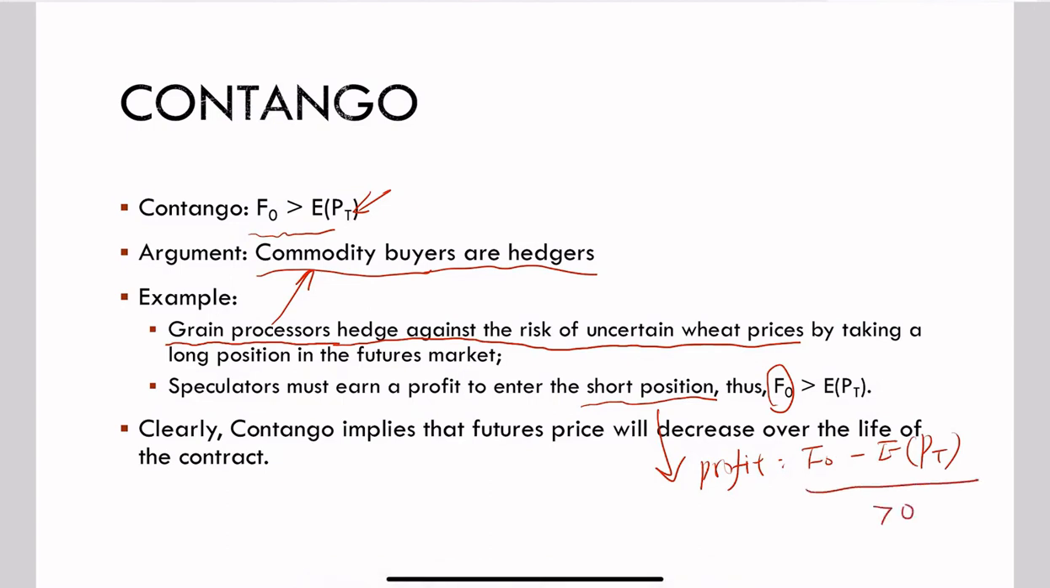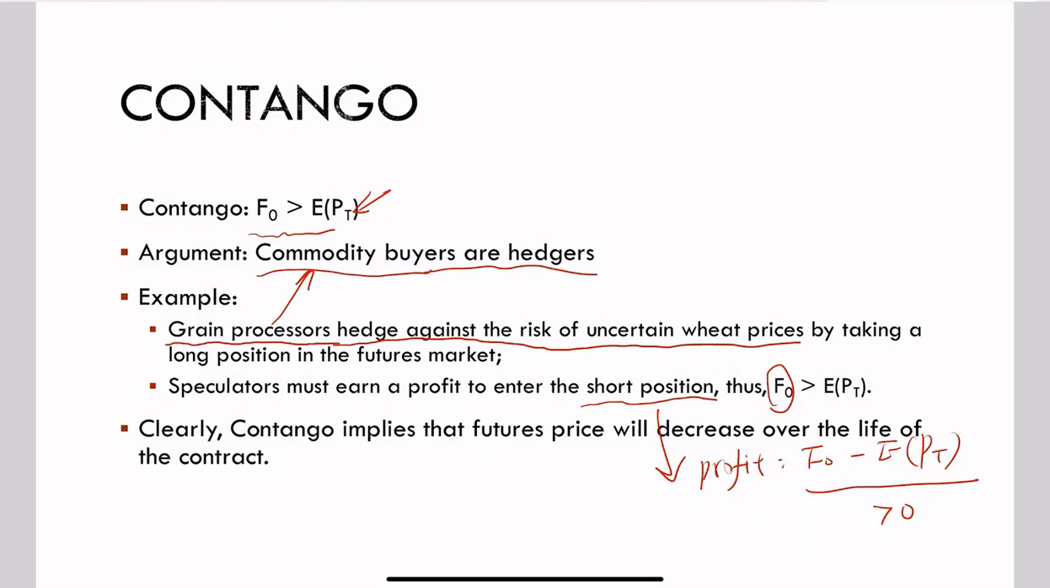Now, what's the implication here? Again, two implications. First, in the world of contango, short position will earn a positive profit. Then long position will suffer a loss. But long position is happy to suffer a loss because by suffering a loss, they will be able to remove the uncertainty, right? Because they're hedgers. They wanted to remove the uncertainty in the future.